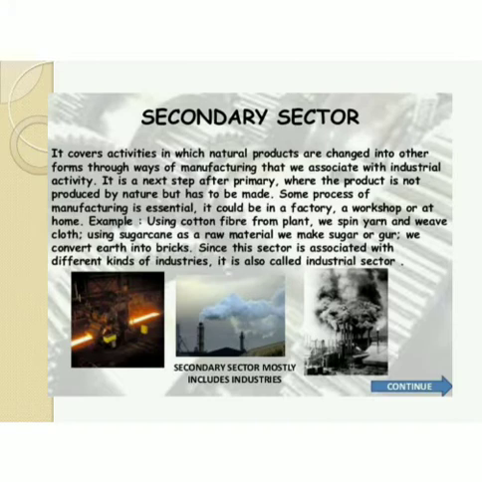The products of nature have to be taken, and then manufactured in a factory or workshop or at home. Some examples are that we take cotton from the agricultural sector and make it into cotton fiber. We take jute and convert it into jute fiber, take sugarcane and convert it into sugar, and convert earth into bricks. There are many other examples associated with the secondary sector. Another name for the secondary sector is the manufacturing sector.